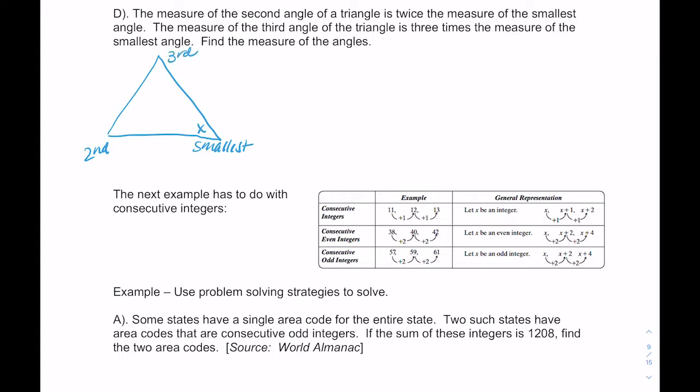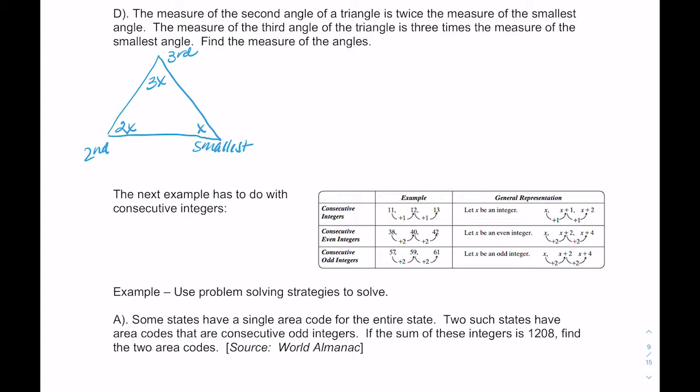And we're going to write an expression. It says the second angle is twice the measure of the smallest. So remember, twice means multiply by 2. So it's just whatever the smallest is, in this case x, times 2. And then the third angle is 3 times the measure of the smallest. So the third is going to be 3x.